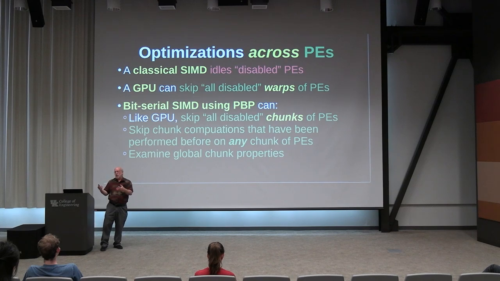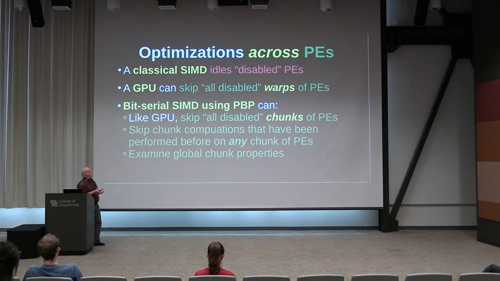So you get to skip warps of computation, a warp being one of the little SIMD machines, if they're not active. So you can save yourself some overhead, you can save yourself some power, right? This is one of the big pluses for GPUs.